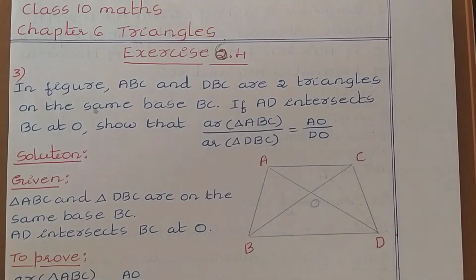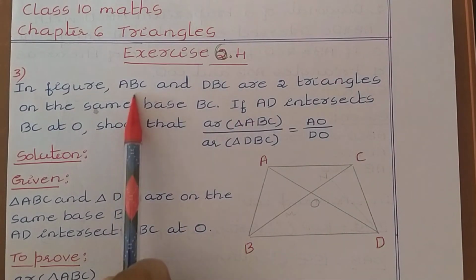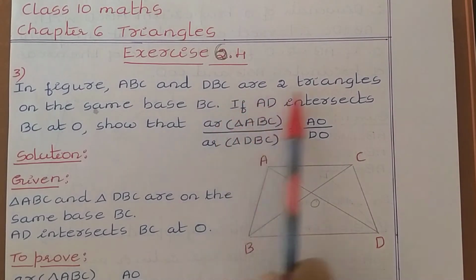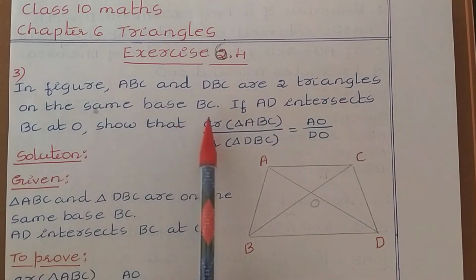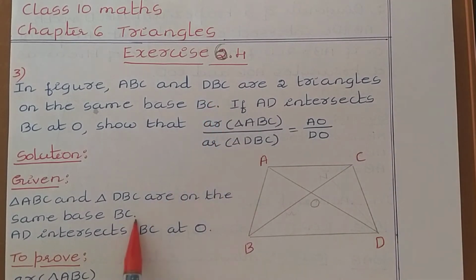First, in this question, they have given this figure. We have to make some modification in this figure to get the answer. First of all, let us write the given value. See, they have given ABC and DBC are two triangles on the same base BC. So this is given to us, so I am going to write that first. Triangle ABC and triangle DBC are on the same base BC.